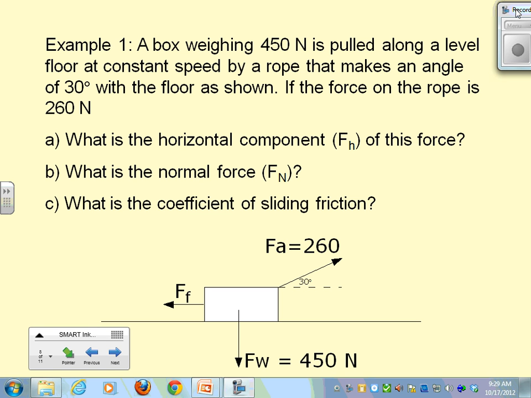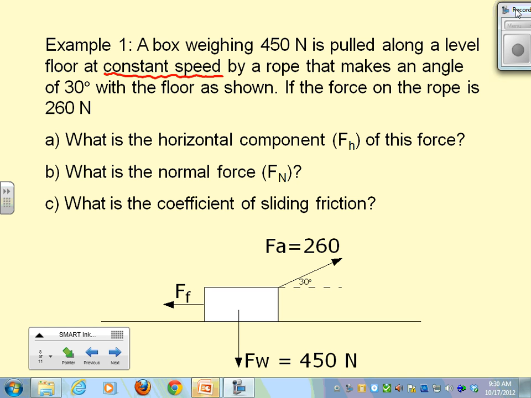So here we have a box weighing 450 newtons. Now, every time I get to this in the course, I always say to myself, I've got to fix that, because boxes do weigh 450 newtons, but most of the time you are given the mass, so I should probably adjust that, whatever. So we've got the box weighing 450 newtons, it's pulled along a level floor at a constant speed. Now, when you see the words constant speed, that is a sign for celebration, because that means things are a whole lot easier. Okay, and I'll explain that right away.